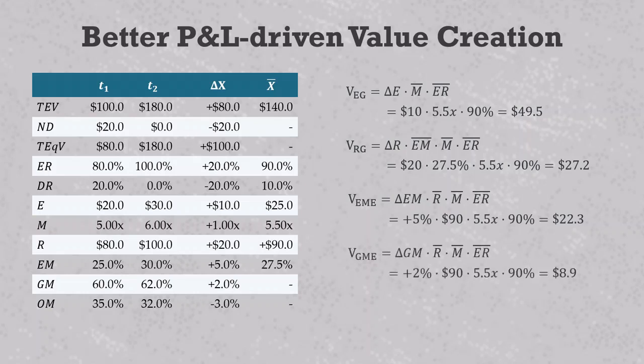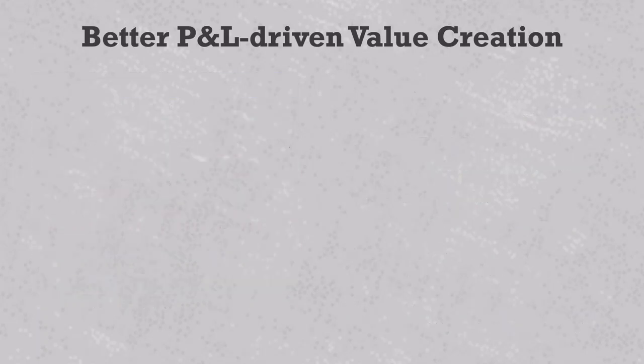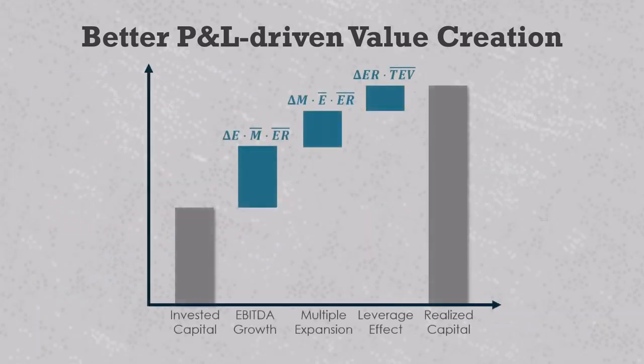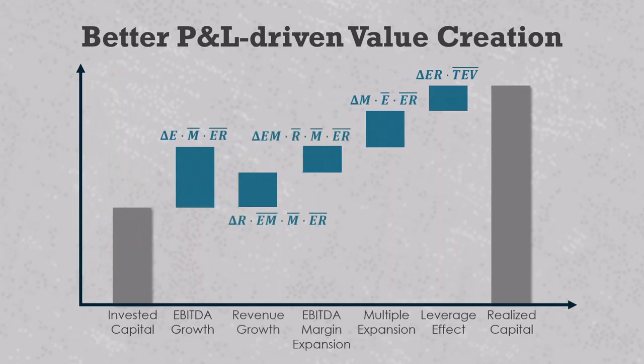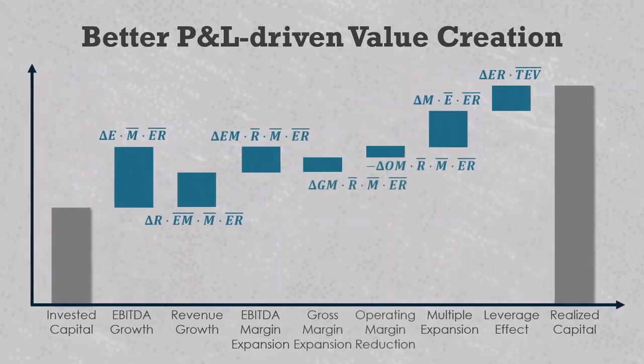Further, the 2% increase in gross profit margin gives us gross margin expansion of 8.9, and the 3% decrease in operating expense margin gives us operating margin reduction of 13.4, and these terms add up to EBITDA margin expansion of 22.3. We see that these values give us a much more reasonable looking chart. Here, both revenue growth and EBITDA margin values are contained within EBITDA growth, and also both the gross margin expansion and operating margin reduction values are contained within EBITDA margin expansion.